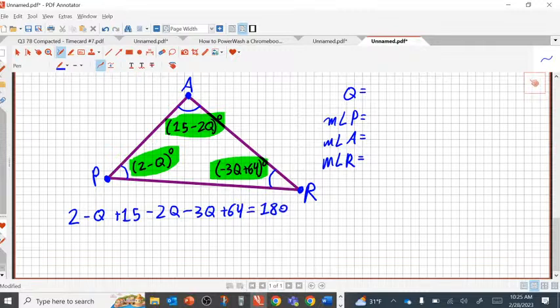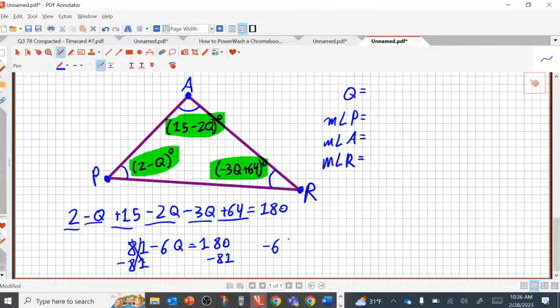2 plus 15 plus 64, 17, 74, 81. Minus q minus 2q minus 3q is minus 6q equals 180. So we take away 81 from both sides, which means negative 6q equals 99. Divide both sides by negative 6.